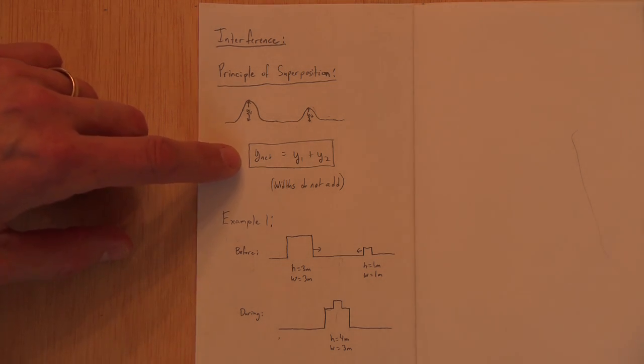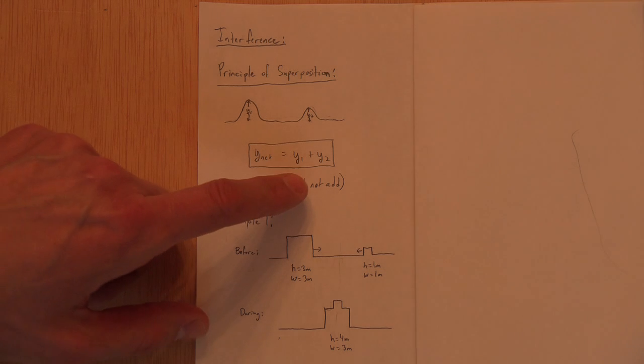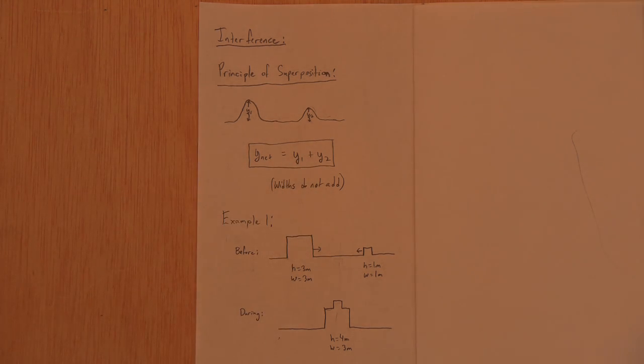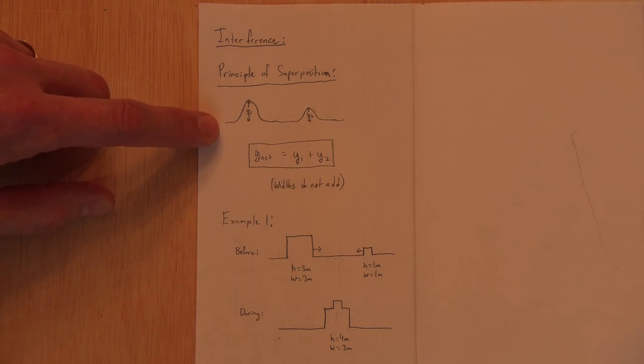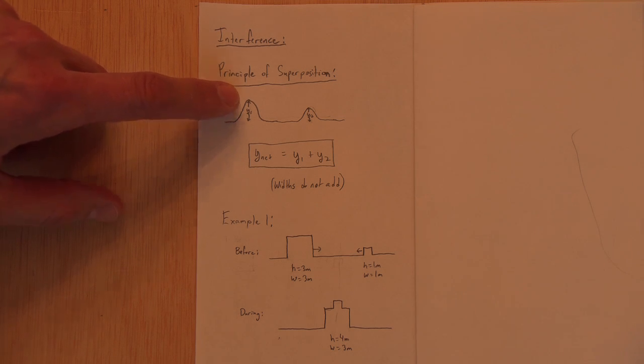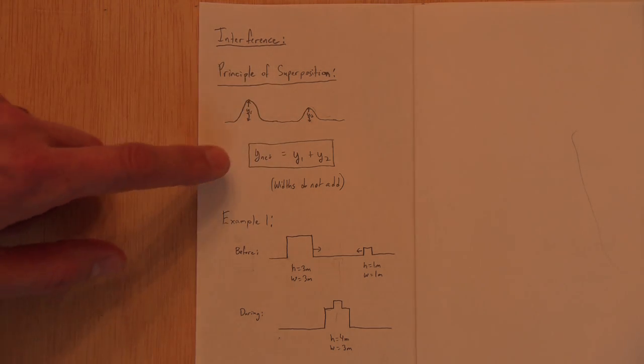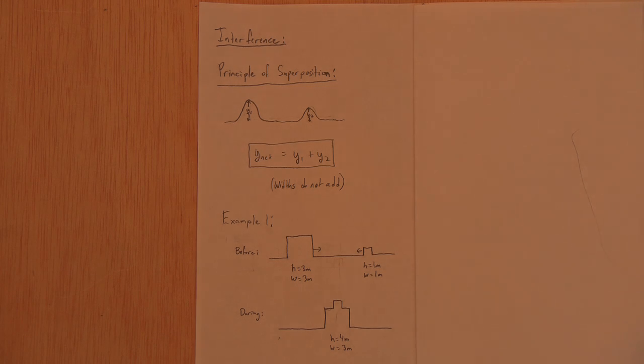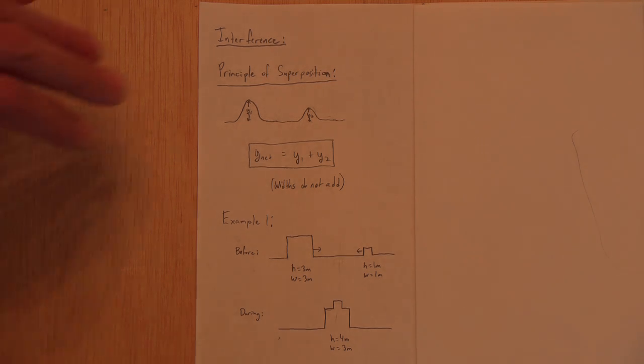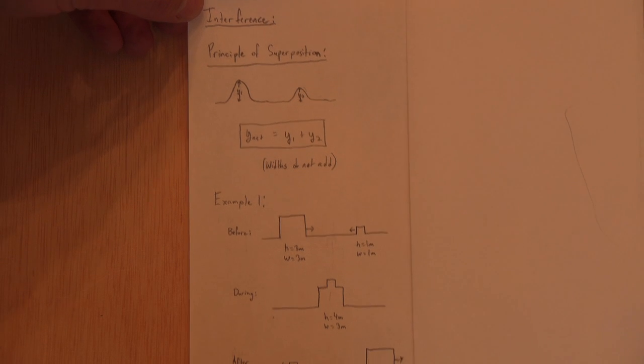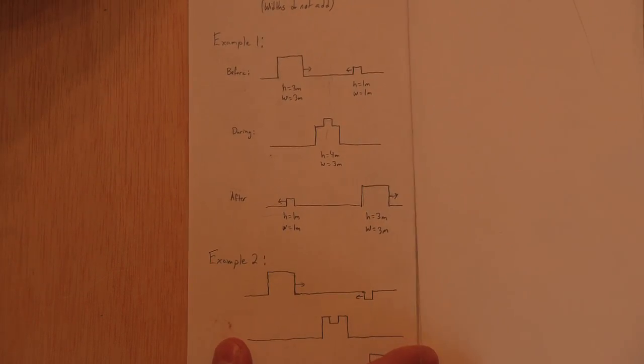The net y displacement is just the sum of the two individual displacements. In other words, if this were a wave on a spring 2 meters tall and this one was 1 meter tall, the spring, when the waves met each other, would rise 2 plus 1, or 3 meters. The heights of the waves add, but the widths do not. Okay, so only the heights add. So what I'm going to do is go through some examples to show you this effect at work.